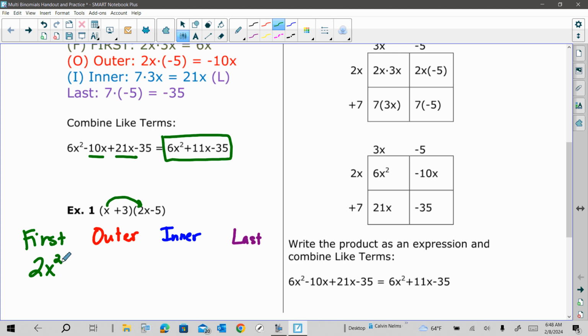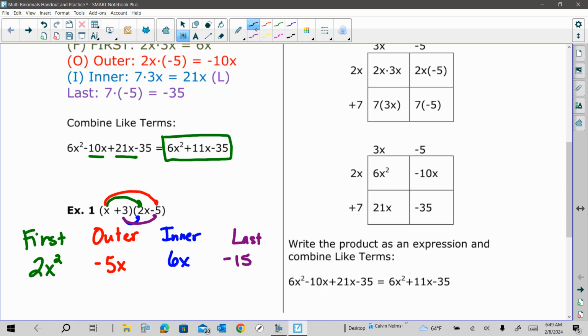So you do have to apply your exponent rules. If you don't see an exponent, that's like an invisible one there. Then the outer, that's the x times this minus 5. It's going to give me a negative 5x. The inner would be this 3 times the 2x. That's going to give me 6x. And the last would be our 3 times this negative 5. Would give me negative 15.